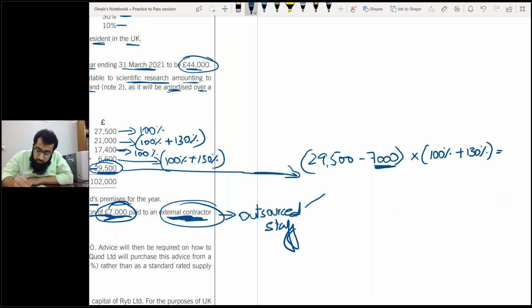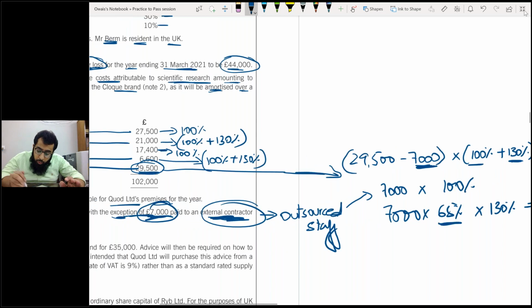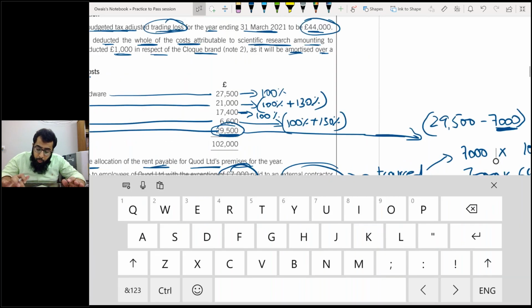Now the rule for outsourced staff is that you will get 100% relief, but additional relief will only be available on 65% portion. I am repeating it again. 29,500 minus 7,000, 100 plus 130, because on normal staff cost, you get normal and additional relief both.